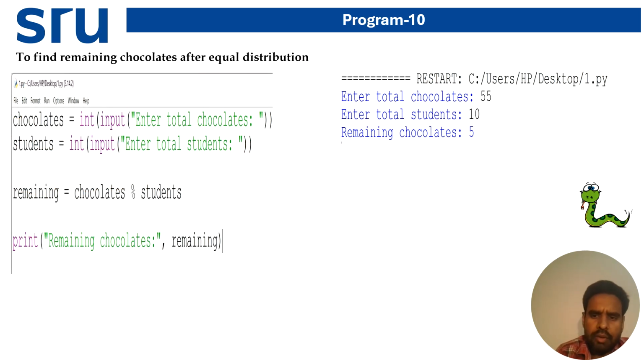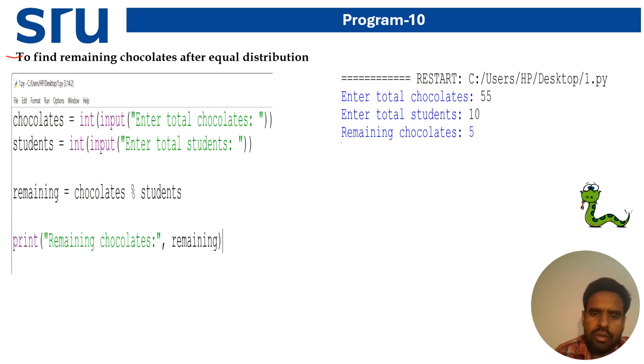Now going to the 10th program. Okay, program number 10. Now I'm going to find the remaining chocolate after equal distribution. Write a program to find the remaining chocolate after the equal distribution. Suppose you have 10 chocolates and 10 students, and you want to distribute equally, so you give one chocolate each. Then how many chocolates remain? 0.